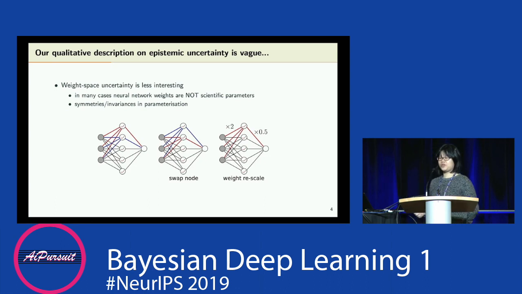So for example, if you are doing some sort of physics experiment, maybe what you are actually interested in is the underlying parameters in your physics simulator, which is not expressed by neural network parameters. Okay? So that's the first reason.